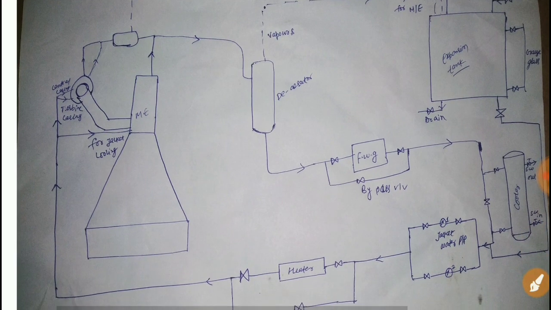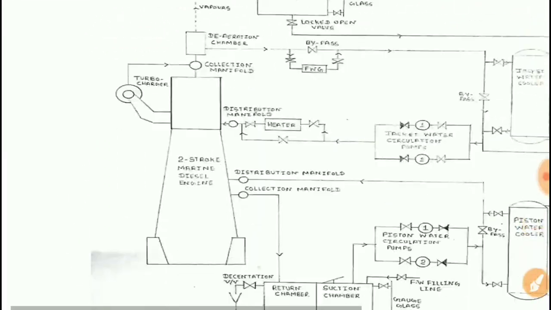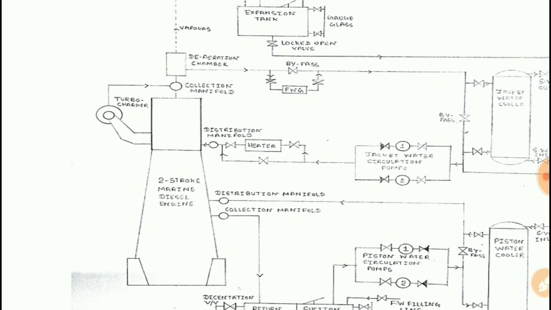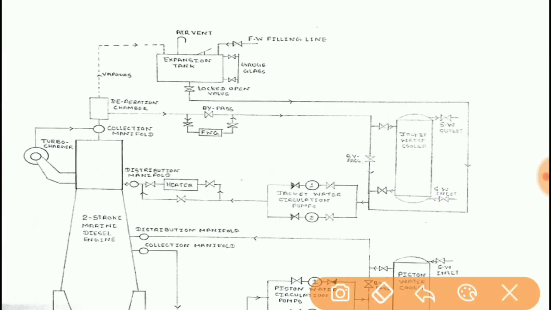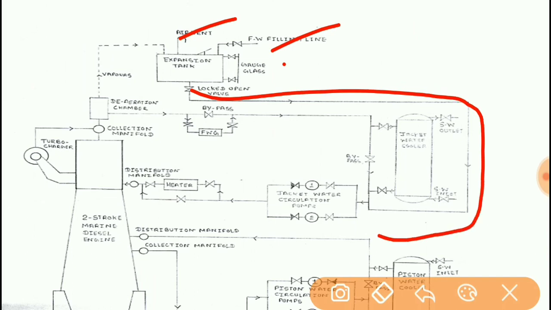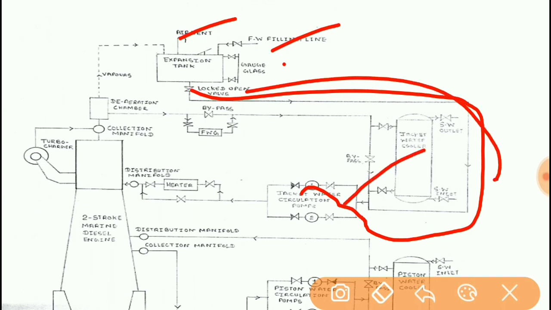Nowadays you will see it like this. This is your expansion tank. You can see the air vent, push button, gauge glass, and one connection going to the suction line of jacket cooling water. Jacket water will not take suction from the expansion tank, it takes suction from the cooler. If anything happens, the level will be compensated by the expansion tank.